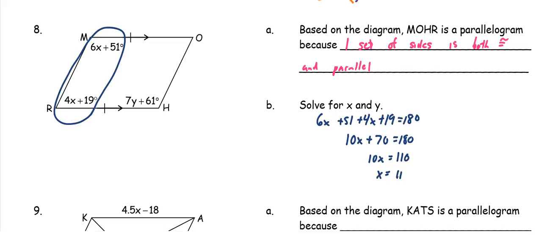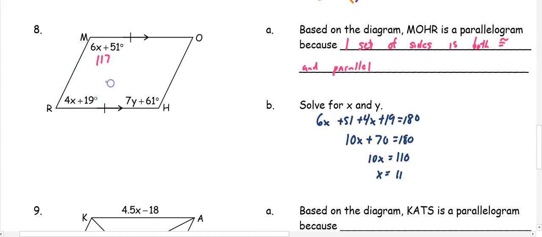Now that I know x is 11, I can substitute in to angle M. And when I substitute into angle M, 6 times 11 plus 51 gets an angle of 117. So I know that M and H have to be congruent. So 117 is equal to 7y plus 61. So we're going to subtract 61 from both sides. We get 56 equals 7y. We divide, we get y is 8.